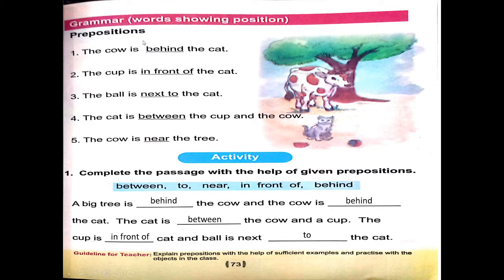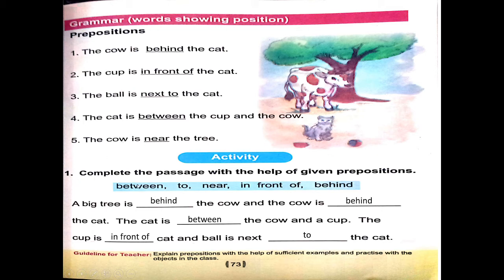Grammar: prepositions. The cow is behind the cat. The cup is in front of the cat. The ball is next to the cat. The cat is between the cup and the cow. The cow is near the tree.